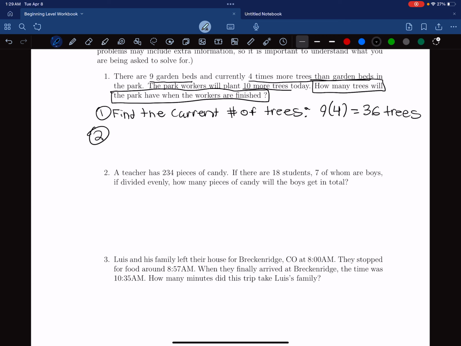And then our second step is to add the 10 more trees. So we're going to take the 36 and add 10. And 36 plus 10 is 46 trees. And that is our final answer.